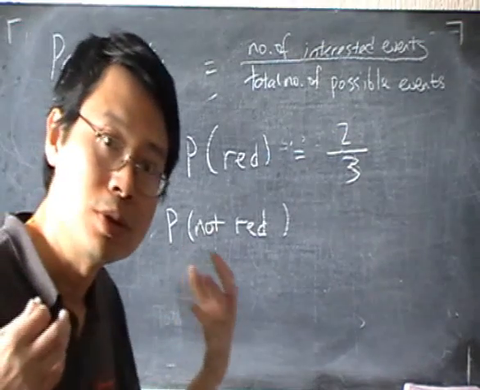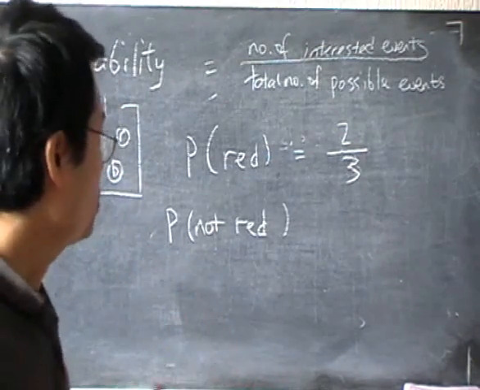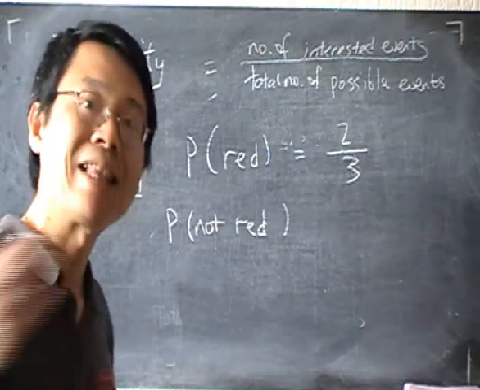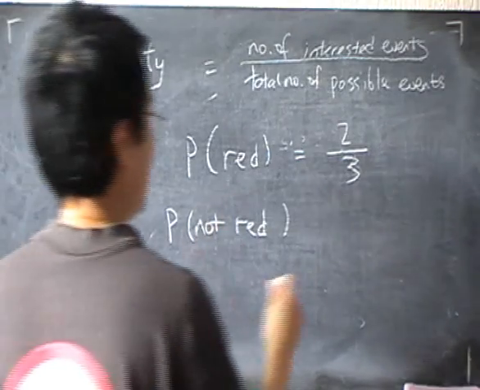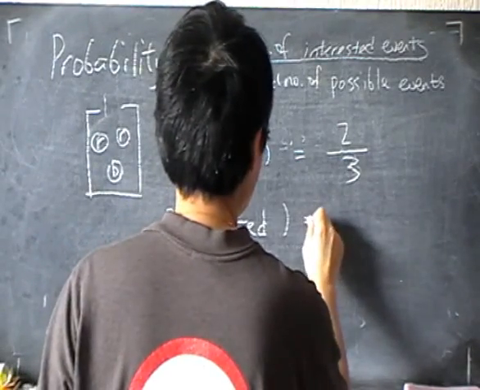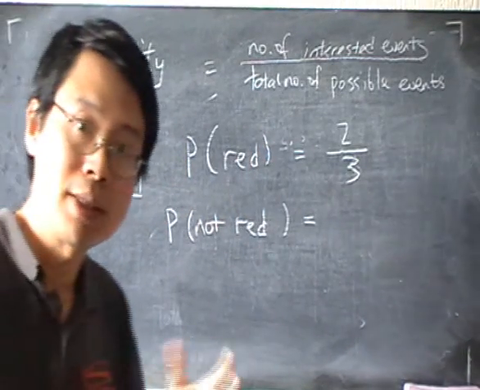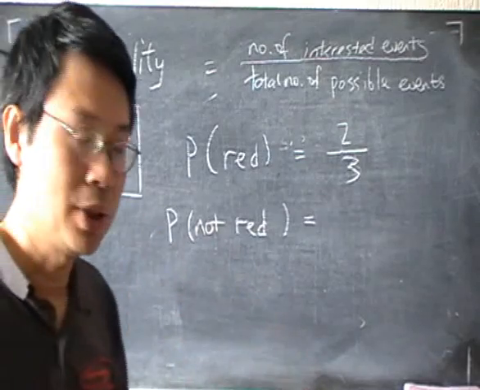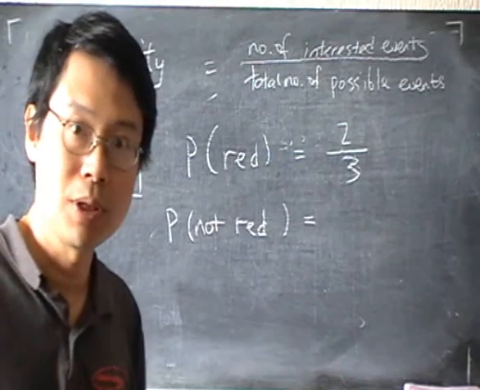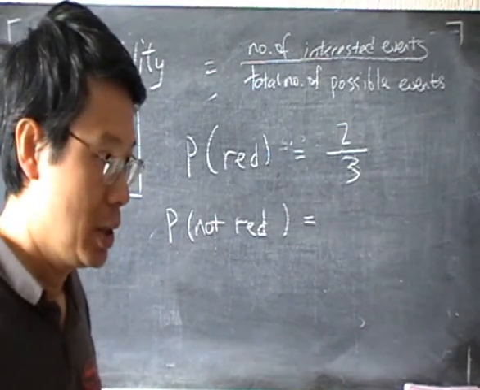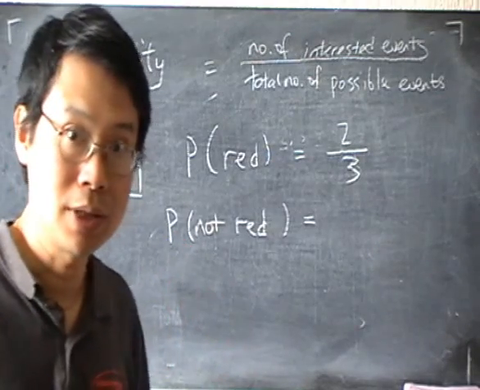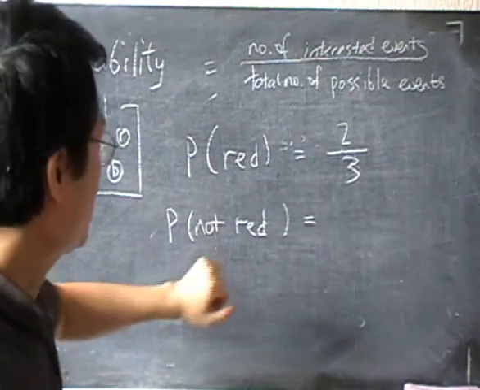But I want to show how we can use another idea to get the answer. Now the other idea is that, if you remember what I said just now, the probability of success plus the probability of failure must be 1, because that includes everything. So it's the same here.